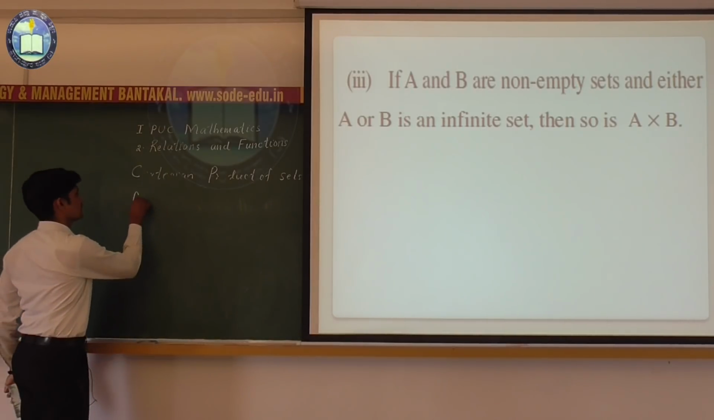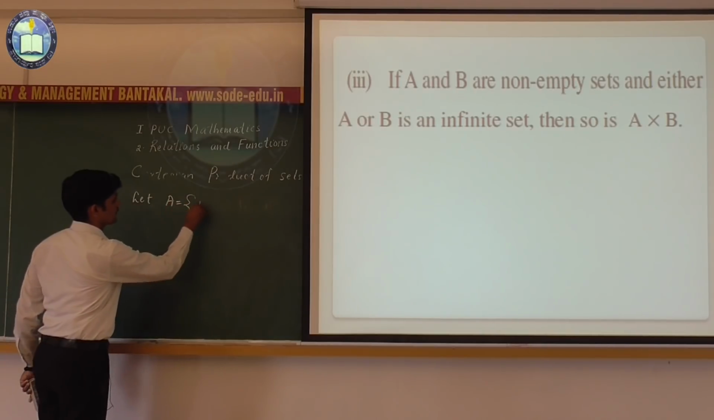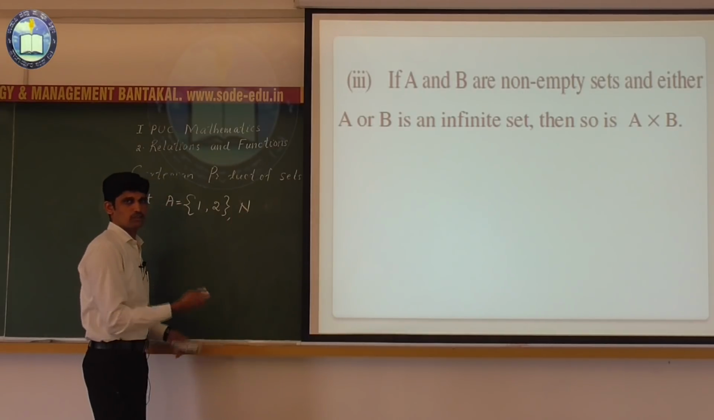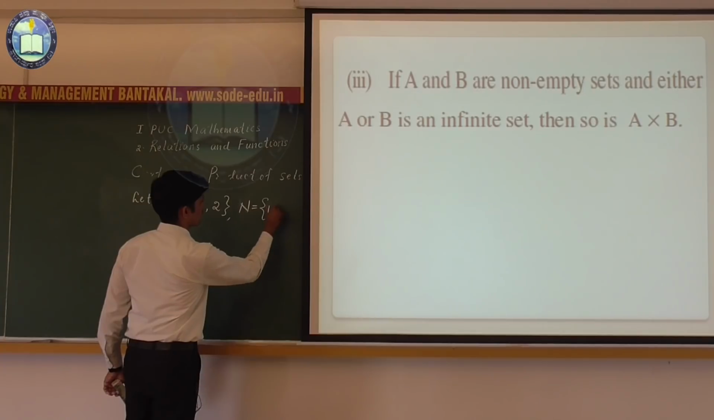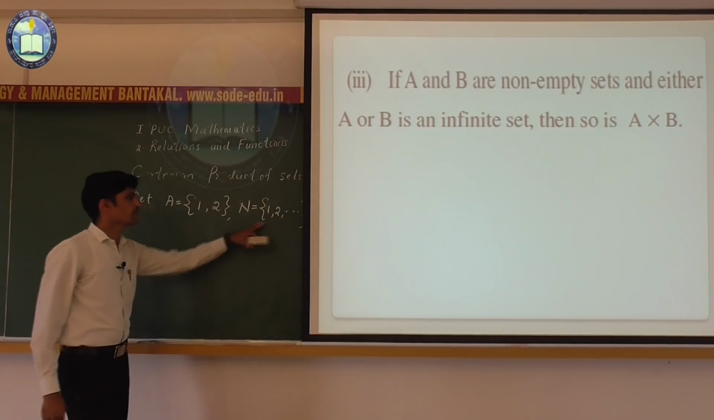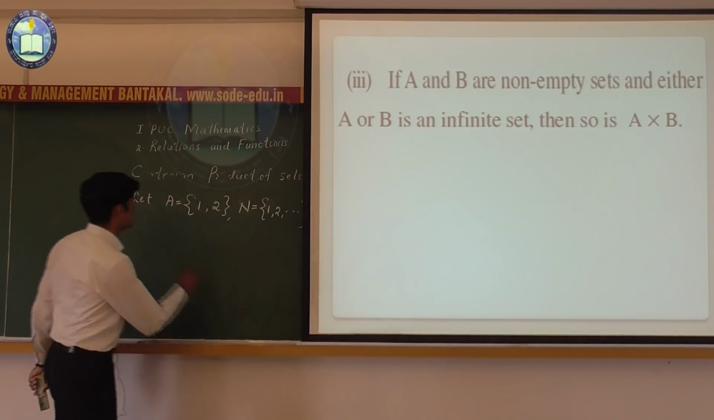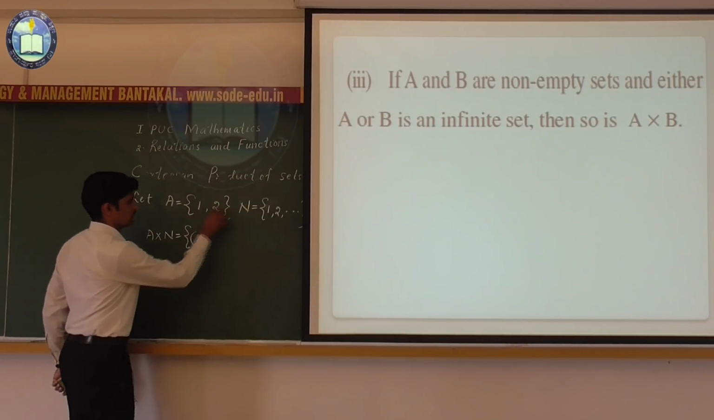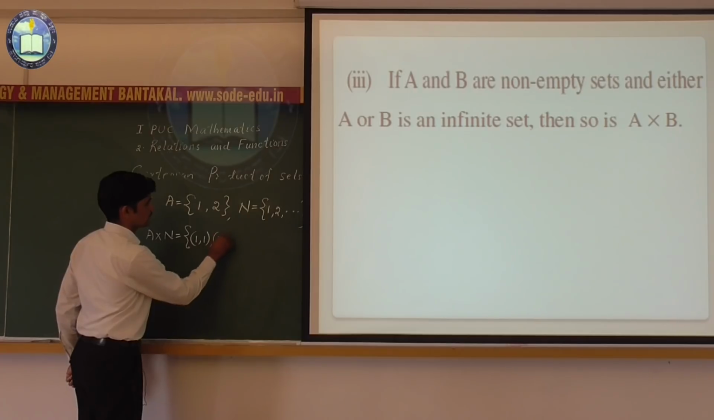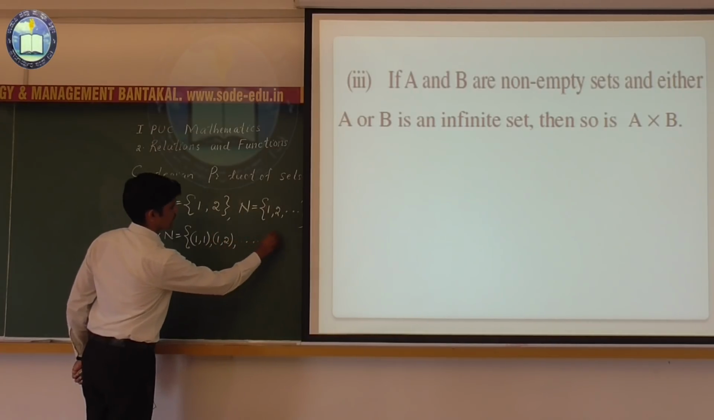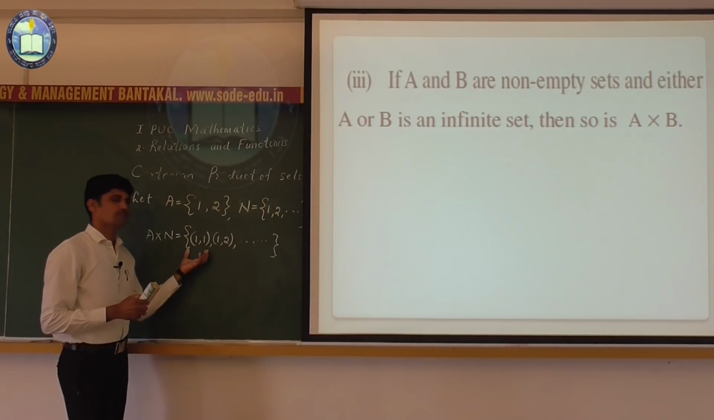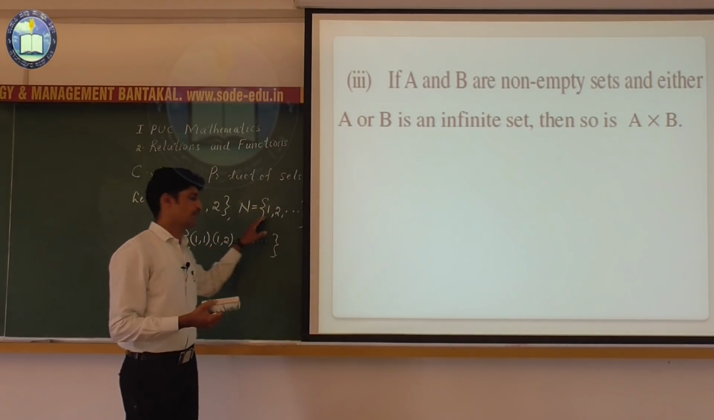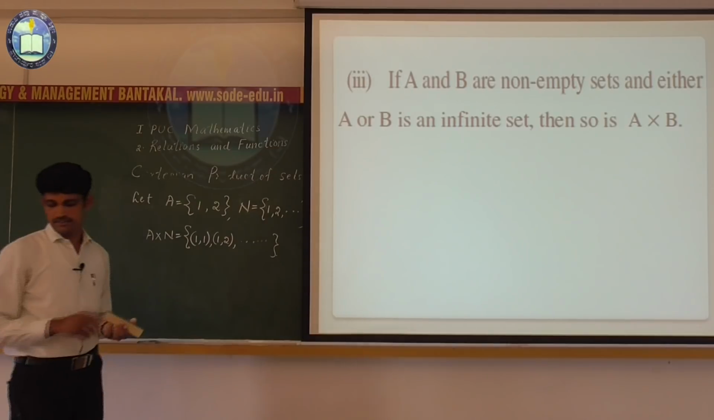For example, let us take set A is equal to the set containing say 1, 2, and set B, the second set, is the set of natural numbers N is equal to 1, 2, and so on. It is an infinite set containing infinitely many elements. Then A cross N is equal to (1, 1), then (1, 2), and so on. This A cross N will have infinitely many elements. If one of the two given sets is an infinite set, then A cross B is also an infinite set.